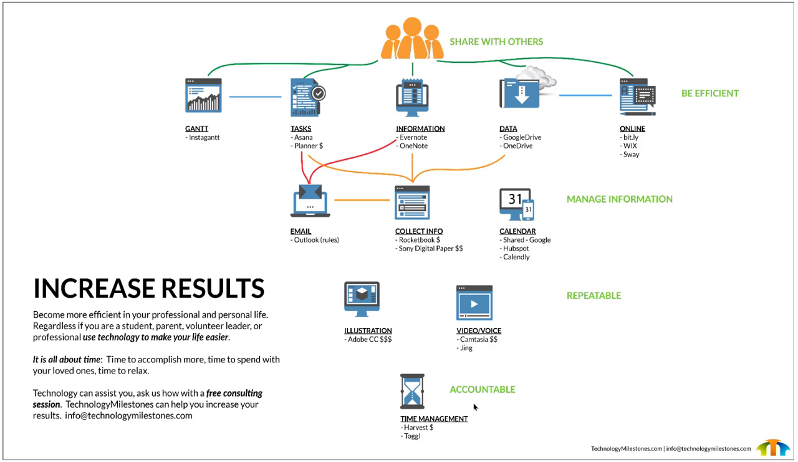And then probably the most forgotten function is accountability. Accountability on how we use our time. Now, I happen to use Harvest, which does have a fee associated with it. I think they have a free version. And then Toggl. Both of these are great time managers. For me, with Harvest, I use it because it links directly to my Asana account.